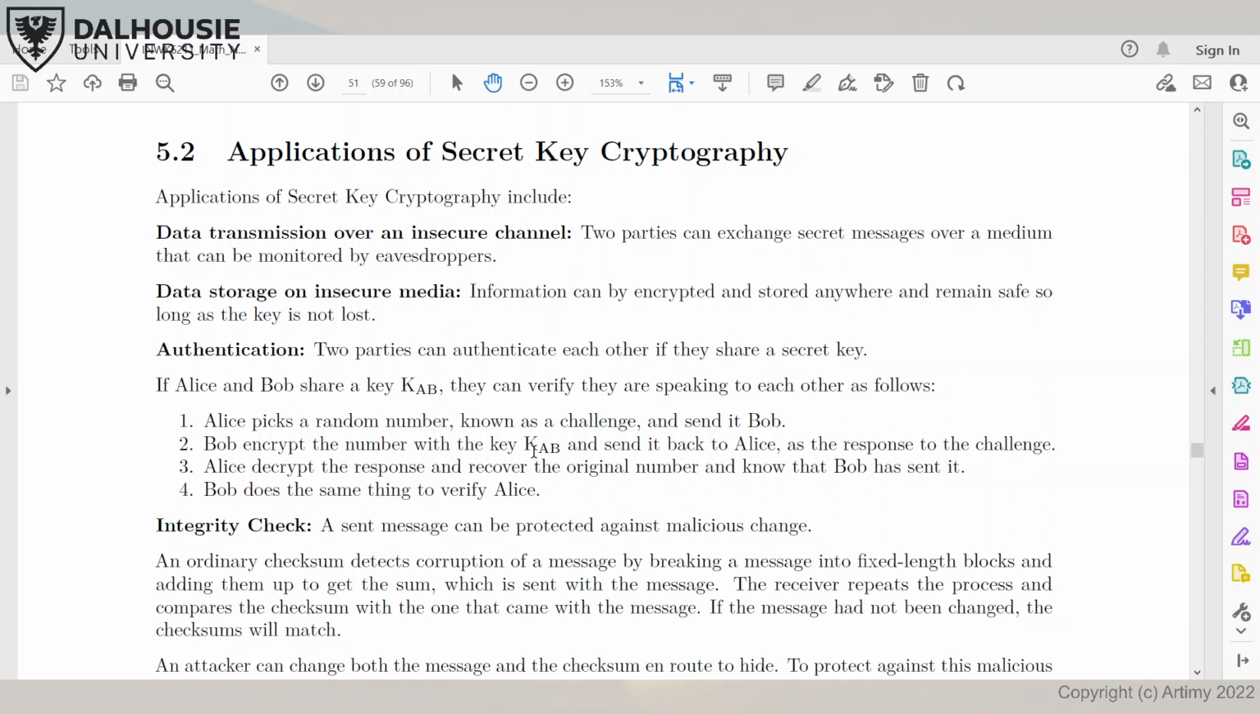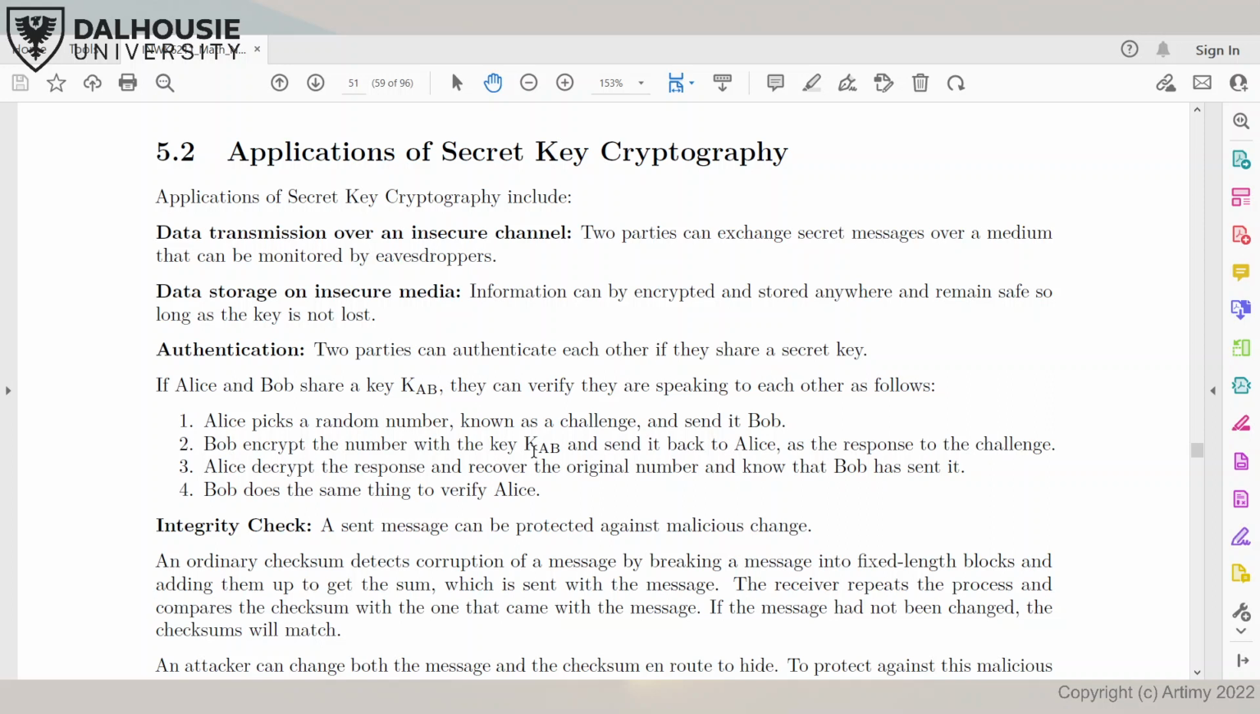Same thing, we can use secret key cryptography to encrypt data that's stored in a storage medium. So I want to keep files or even full hard drives secret, so I'll encrypt those files and store them. In that case, I have to make sure that the key is safe and accessible to me. If it's lost, then it will be hard, if not impossible, to retrieve the data again.